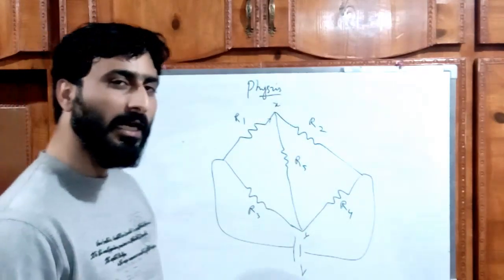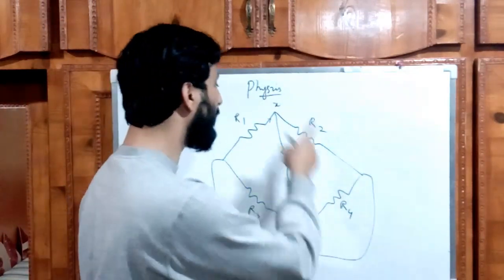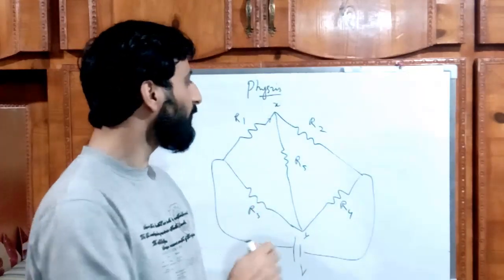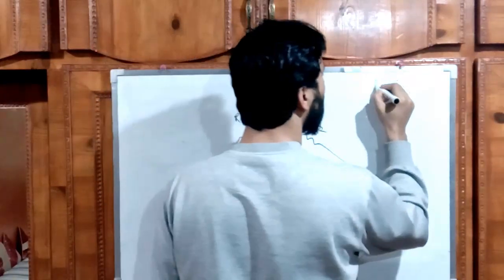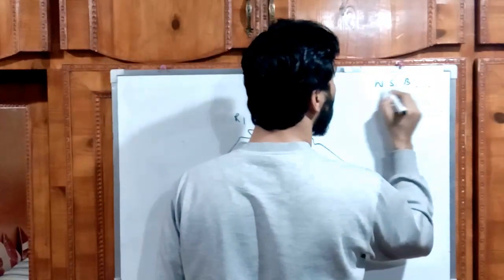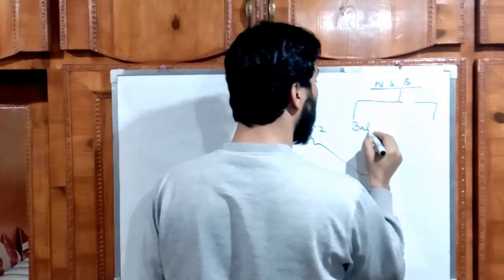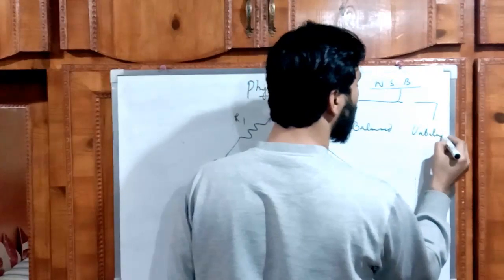Now we only have to discuss the balanced condition of this configuration. That's called the Wheatstone bridge. Now the Wheatstone bridge is simply a configuration. In Wheatstone bridge, we have two conditions. One is if this is balanced and if this is unbalanced.